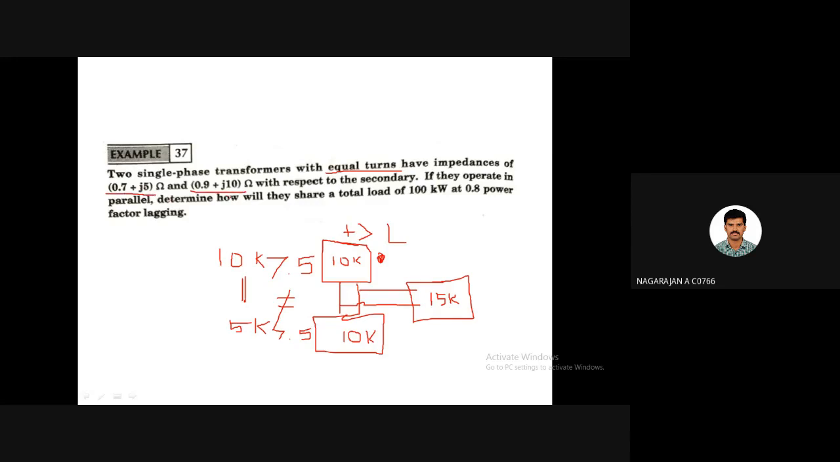So in this problem, they have asked, if they operate in parallel, determine how they will share a load of 100 kilowatt. The rating of these two transformers is not given in this problem. We need to calculate from the value of impedance. And one more thing: what is the amount of load shared by transformer A and transformer B? Let us name them transformer A and transformer B. Okay, so let us go to the board.